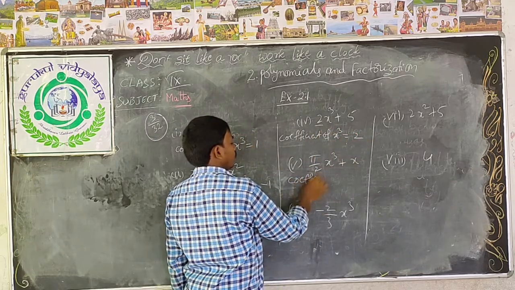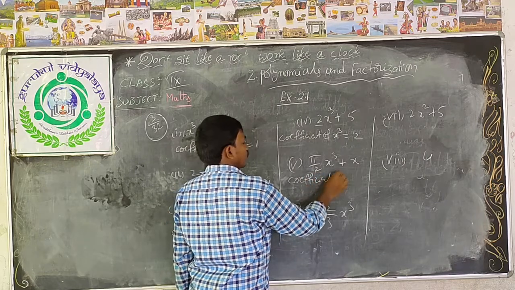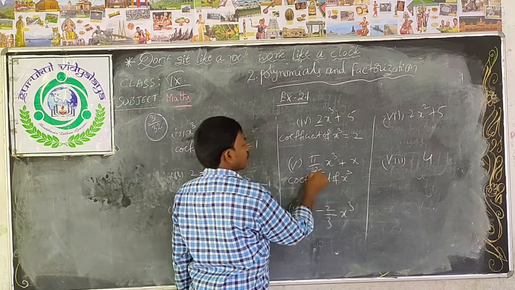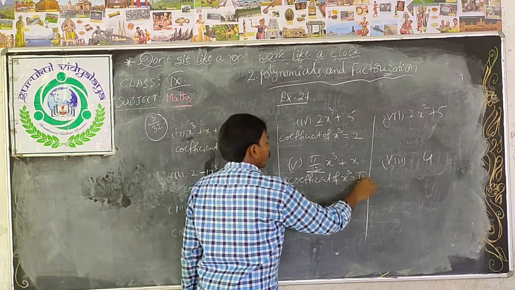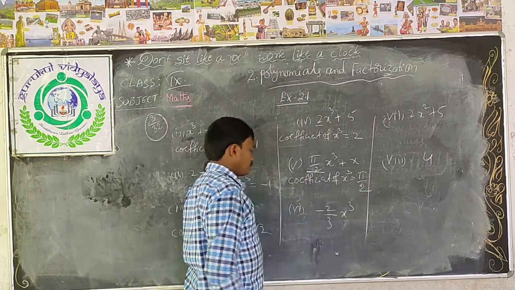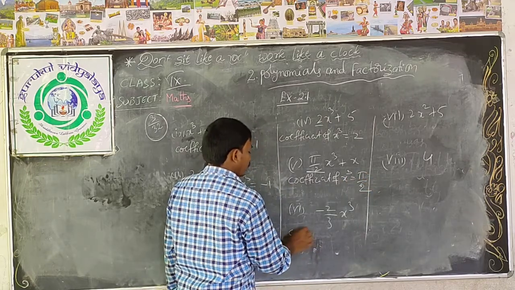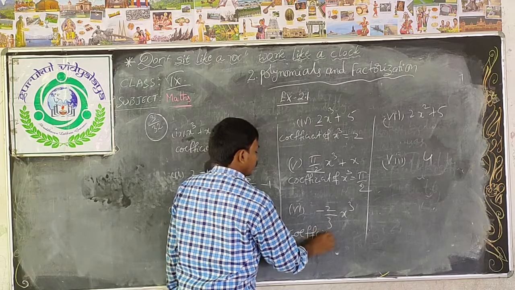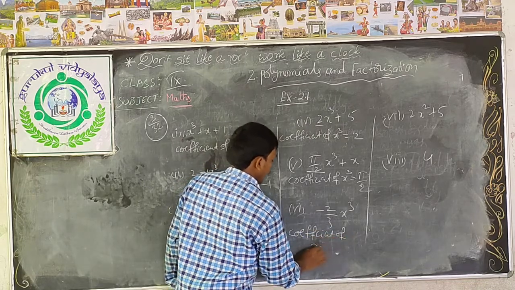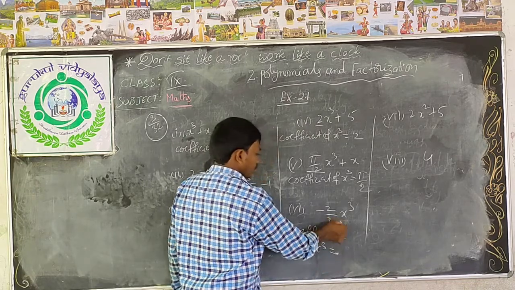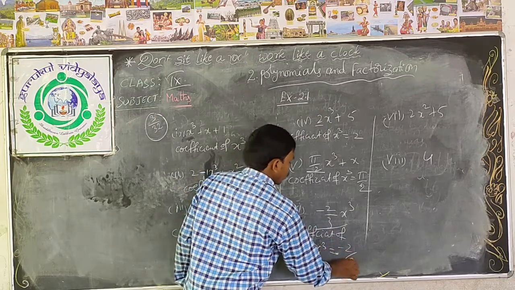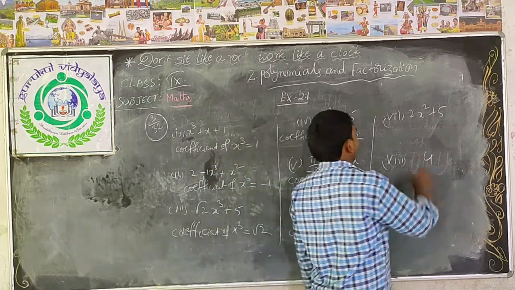Coefficient of x cube is pi by 2. Okay. Coefficient of x cube is, with the children, minus 2 by 3. Minus 2 by 3. Next.